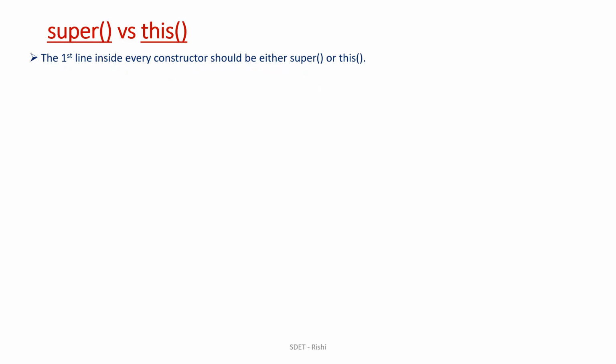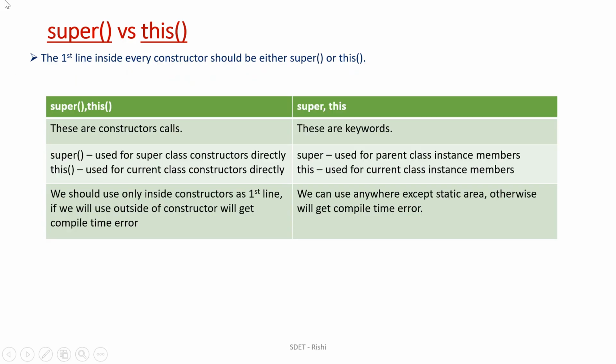Let's understand about this. It looks like a method, but it is not a method. These are constructor calls, and super and this are keywords. We will understand these concepts better with the help of an example. Super is for calling the super class constructor directly, and this is for the current class constructor. Whatever we identify in the current class constructor, if I want to call it, we can use this.